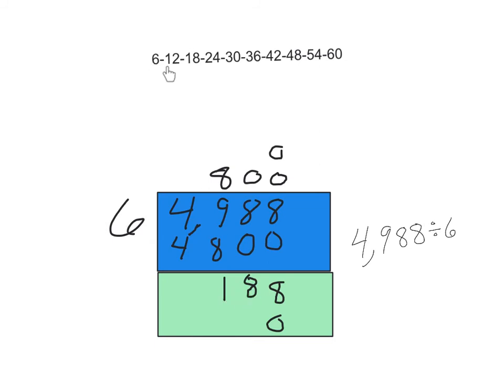And I've got 6, 12, bingo, right on the money. 1, 2, 3 gives me 18. So 6 times 3 will give me 18. So write that 18 there. And now I'm good to subtract.